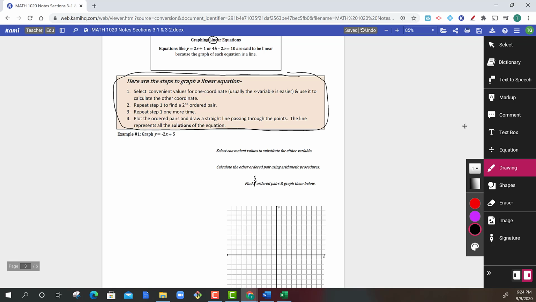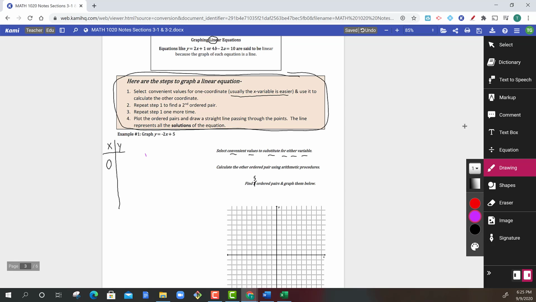So step one says select convenient values to substitute for either variable. So I'm going to make an XY table. And when they say convenient values, they mean small numbers, easy numbers to work with. So the easiest number I know to work with is 0. So I'm going to substitute a 0 for x, and typically that's what we're going to be substituting in for. Most of the time x, but we'll do a little bit of both.